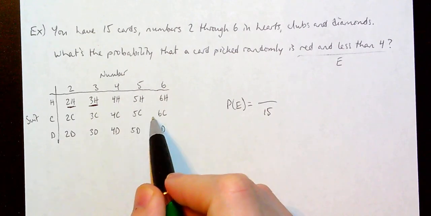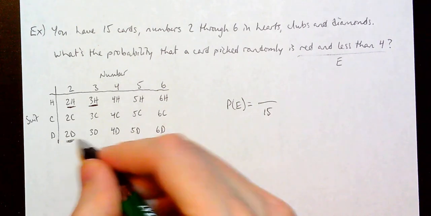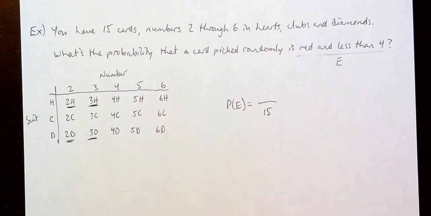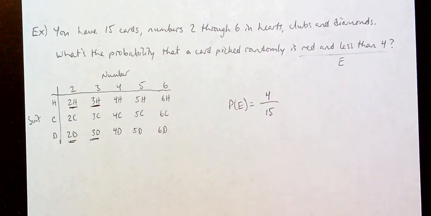We don't need any of the clubs because the clubs aren't red. And then 2 of diamonds is red and less than 4, same as 3 of diamonds. So I have 1, 2, 3, 4 separate cards that are in my event capital E. And the probability of this event happening is 4 out of 15, or 4 over 15. So hopefully that's what you came up with as your final answer.